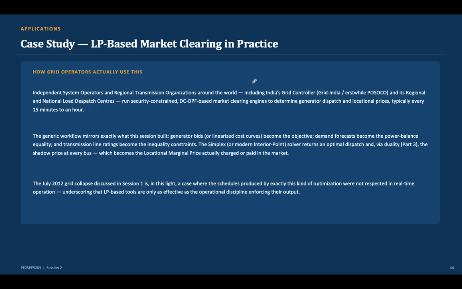If you want a case study, consider LP based market clearing in practice. At a high level, a market clearing optimization problem receives generator bids or linearized cost curves. These form an economic objective. Demand forecasts provide the power balance requirements. Transmission line ratings become network constraints. The optimization engine then determines an economically feasible dispatch. The dual side of the optimization provides marginal information associated with constraints. In network constrained market formulations, this information contributes to locational pricing.